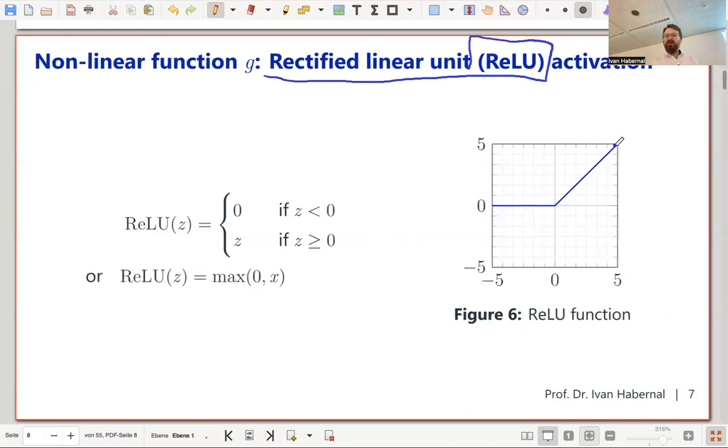What is it doing? Well, for all non-negative values, it remains the same. So it's basically the identity. So it's the line here. For z greater than or equal to 0, it's the input. And the rest is just zeroed out. Is it a nonlinear function? Yeah, absolutely, it's a nonlinear function.